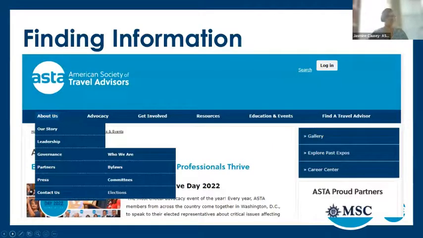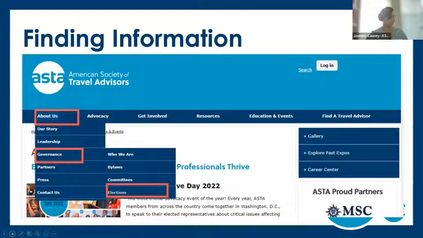So the first thing I'm going to go over is where can you find elections information? Because that's going to be important for both you and your chapter members. So you're going to go to About Us and then go to Governance. And then you're going to go to Elections. So this is going to take you to a page that is linked to several other pages that will give you additional information on ASTA's elections process.